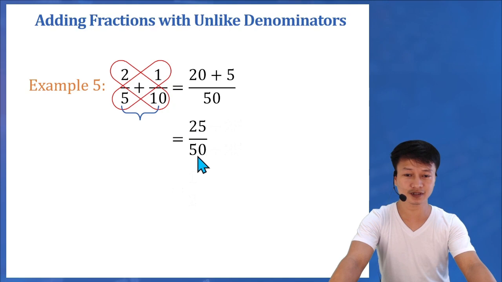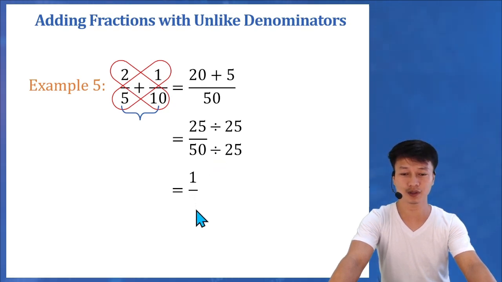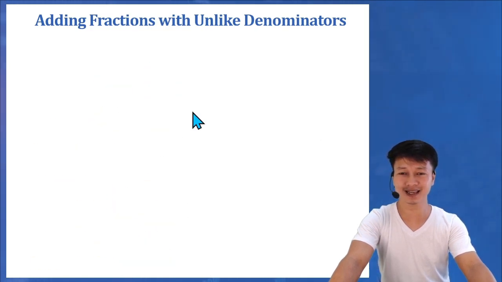And as we observed, 25 over 50 is not yet in simplest form because they have a common factor, which is 25. So divide 25 over 50 by 25, and also the denominator by 25. Then that will give us 25 divided by 25 is 1, over 50 divided by 25, that is equal to 2. So the final answer is 1/2. As easy as that.